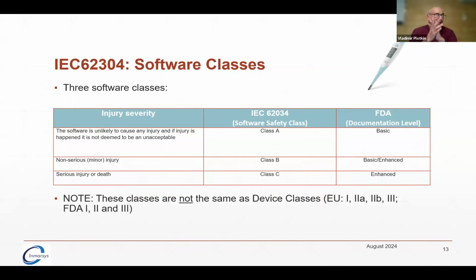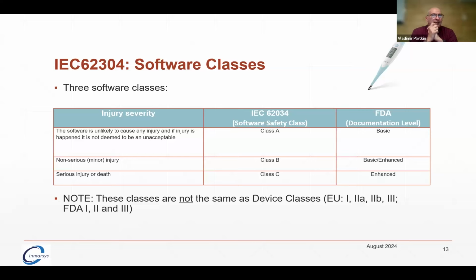Software classes, that is an interesting topic. There are three software classes in 62304, A, B, and C, where A is the lowest and C the highest. In class C, serious injury or death can be caused by your device, and in class A there is no particularly problematic injury or no injury at all, and B is in between.